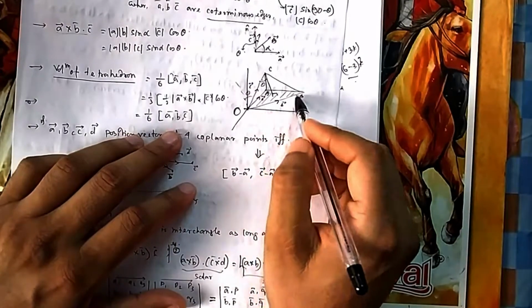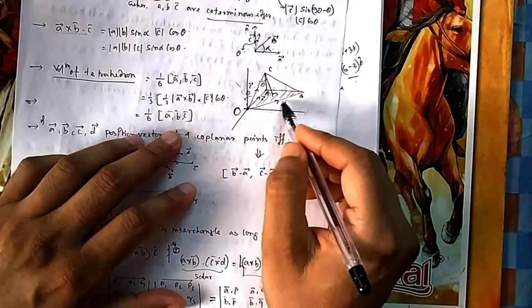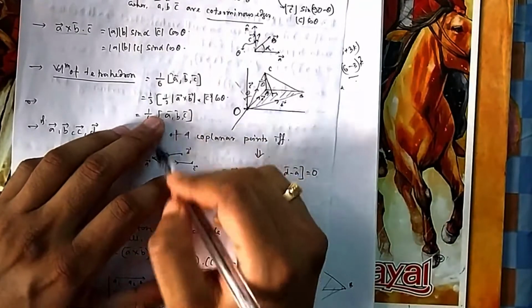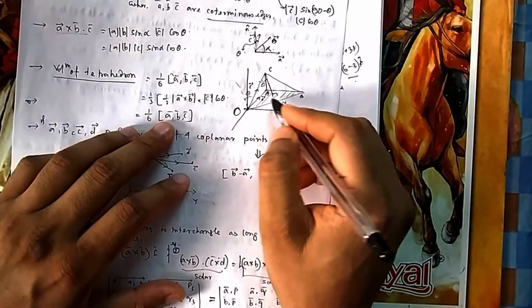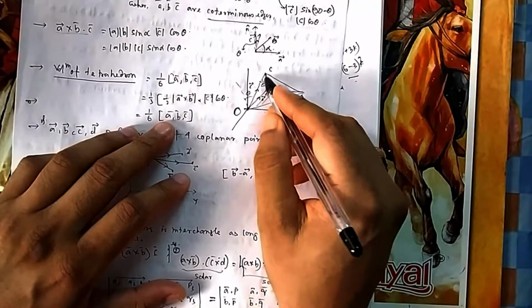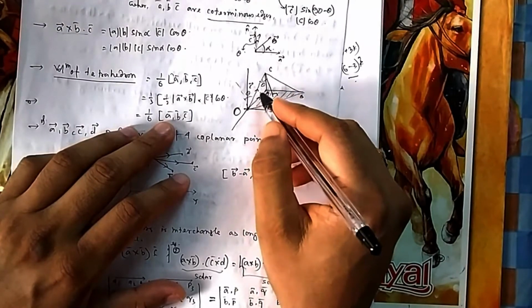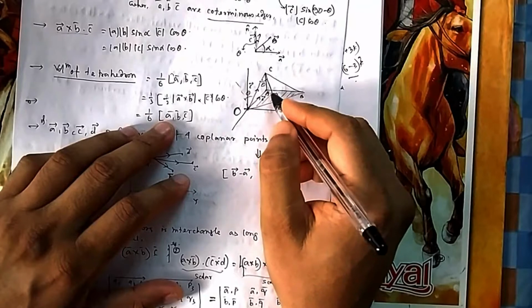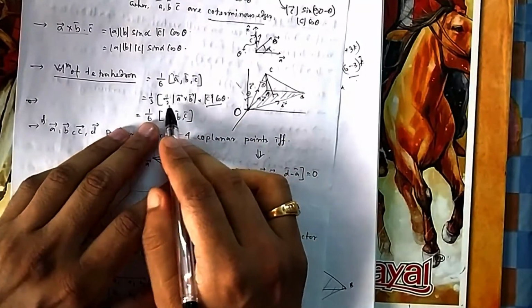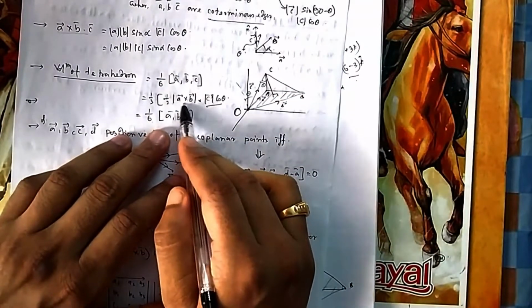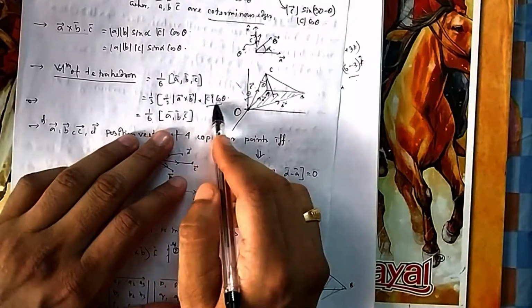So what will be the area of this base? You know, the triangle has two sides given, so it is half A cross B. And A cross B is perpendicular to this base, and that makes an angle theta with C, so the height will be C cos theta. So again, half and 1/3 gives 1/6, and A cross B, C cos theta is nothing but A cross B dot C, which is box ABC. So this is the formula for volume of tetrahedron.